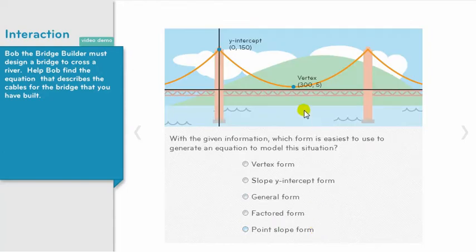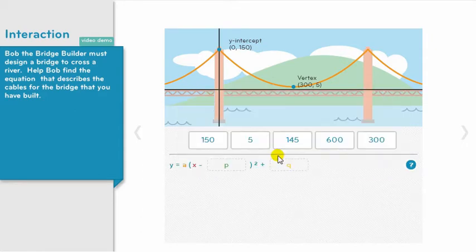So now with this bridge, I know that my vertex is at (300, 5). It's over 300 and up by 5. I also know that the y-intercept is up 150. Okay. So given this information, the easiest equation in order to model this situation is going to be vertex form. We know what the vertex is, so the vertex form is going to be the easiest. So we know our vertex. That means we can insert these into our p and our q values. So our p value is going to be 300, and our q value is 5.